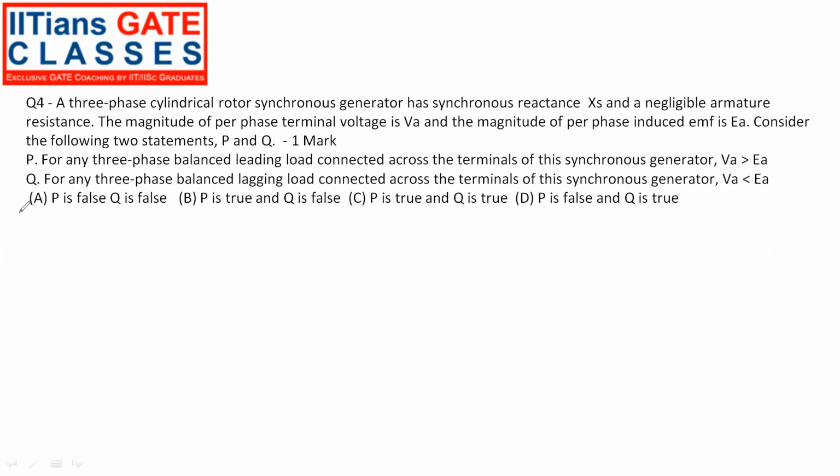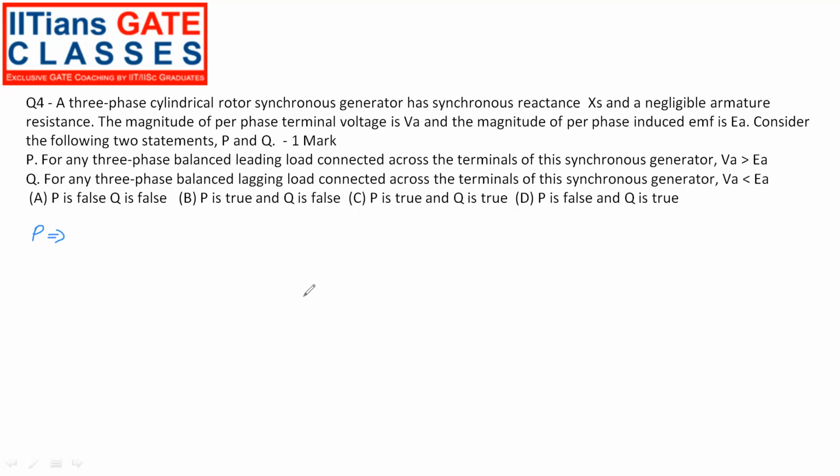So take the statement P. So what does it say? For any 3-phase balanced leading load connected across the terminals of this synchronous generator, they are saying VA is always greater than EA. So is it true or false? So we'll see.